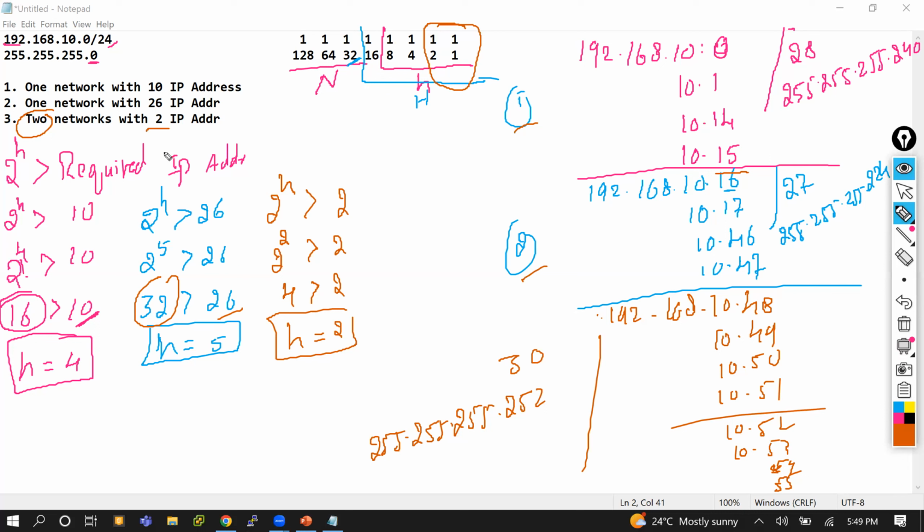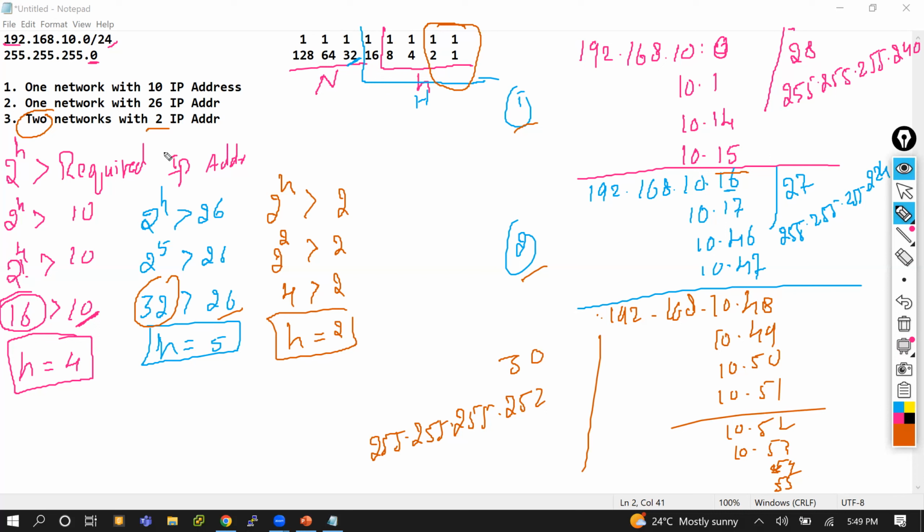Now, what is the difference between the FLSM and VLSM? You just go open your book, go to the first problem in the FLSM. There, how many networks do we have? First problem in the FLSM, how many networks? 4 subnets. Here also, how many subnets do we have in the VLSM?